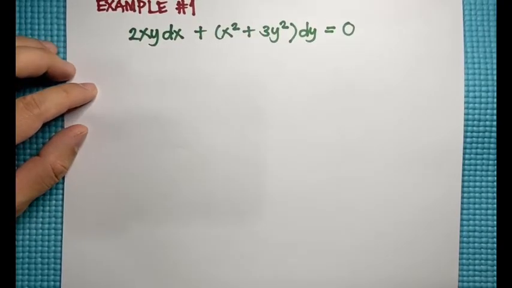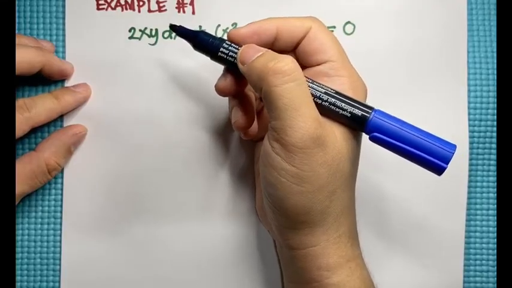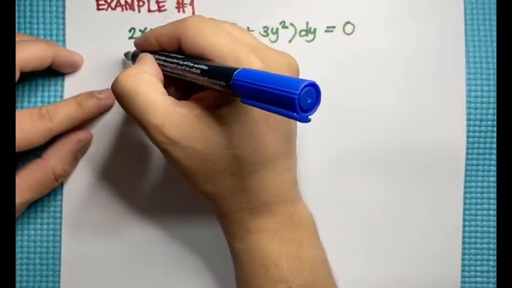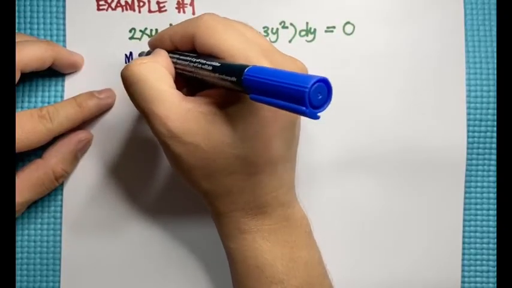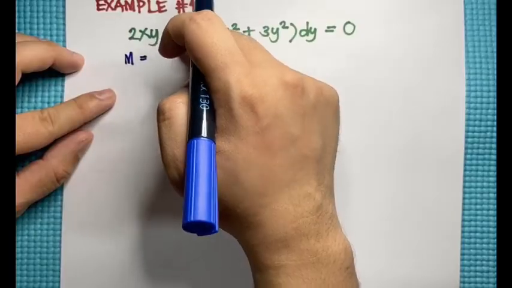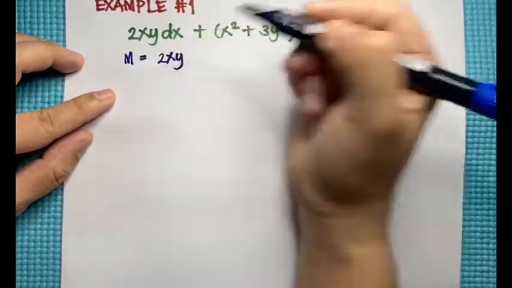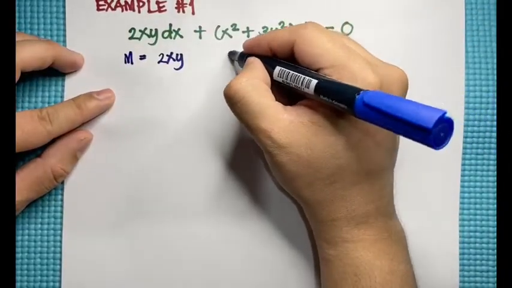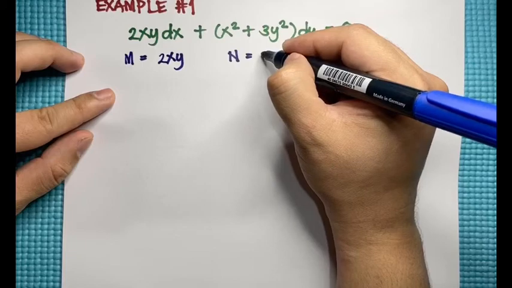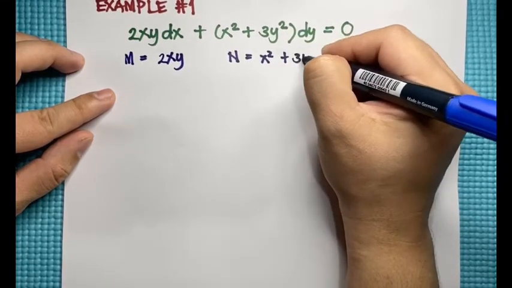And to determine, okay, the first step is to determine the exactness of the differential equation. So we're going to let m be equal to the function that is multiplied with dx, and that would be 2xy. And then our n would be equal to x squared plus 3y squared.